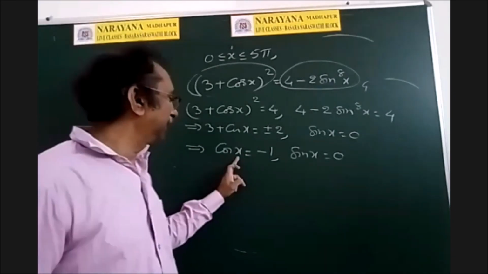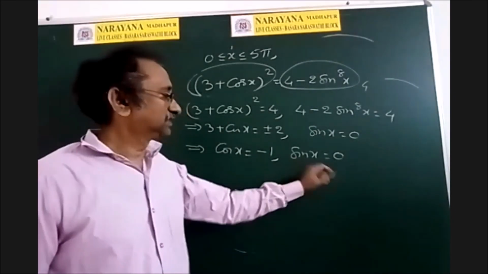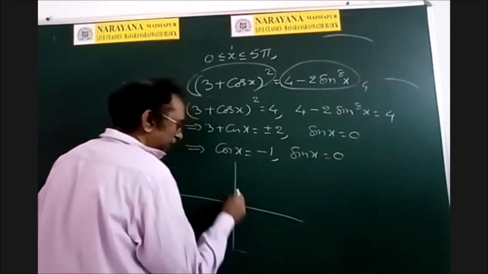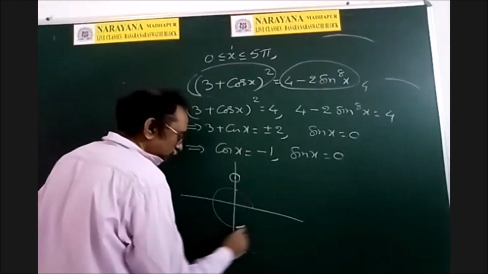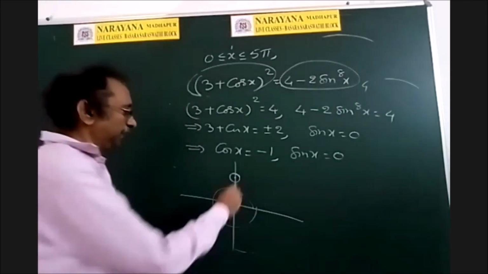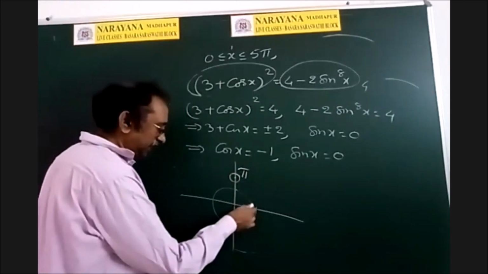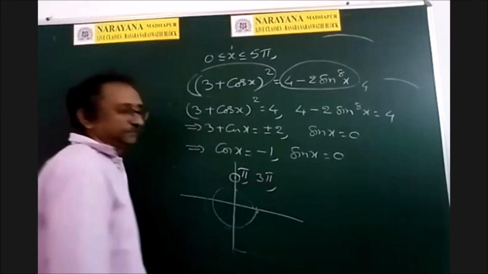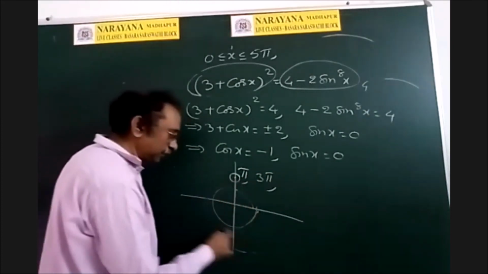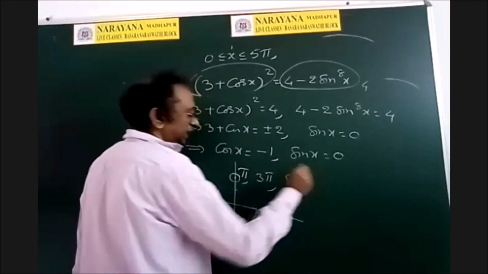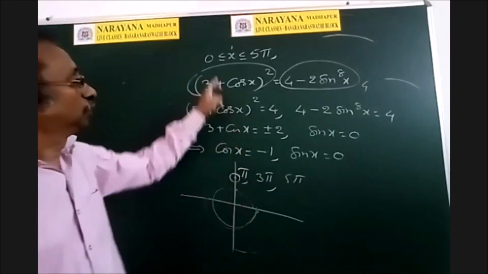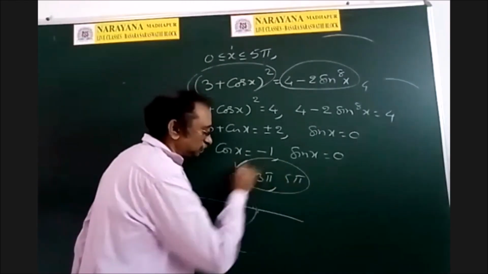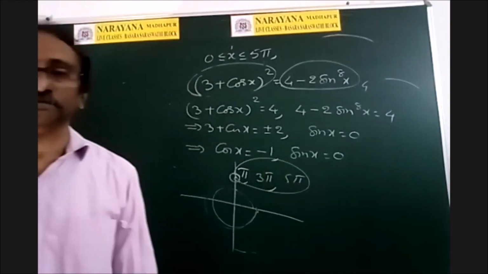So cos 180° is −1 and sin 180° is 0. Therefore, you will get only one solution between 0 and 2π, that is π only. And if you take another revolution, π plus 2π, that is 3π. If you take another revolution, add 2π, you will get 5π. Now, we have to find the solutions up to 5π only. So the number of solutions is 3.